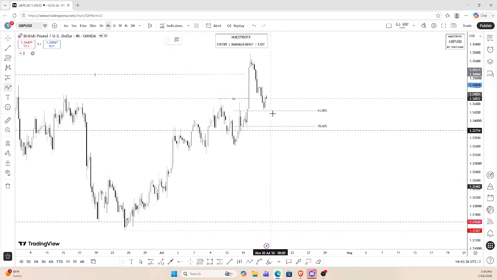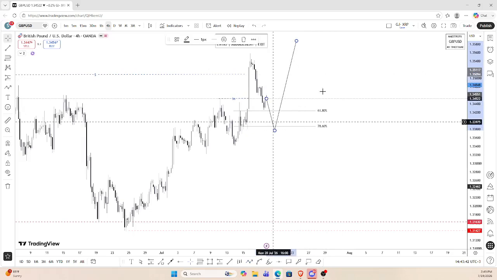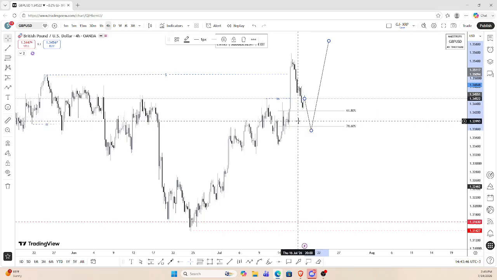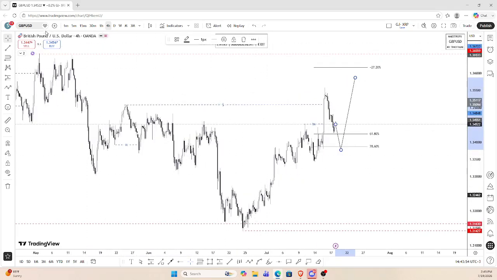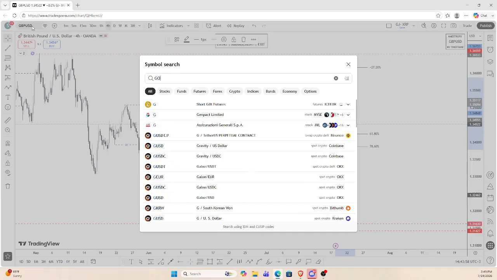Okay, maybe take this liquidity on the 78.6 and push higher, but I think we have to be patient with the pound, as I don't see any high probable setups. And so for that case, let's move forward to gold.